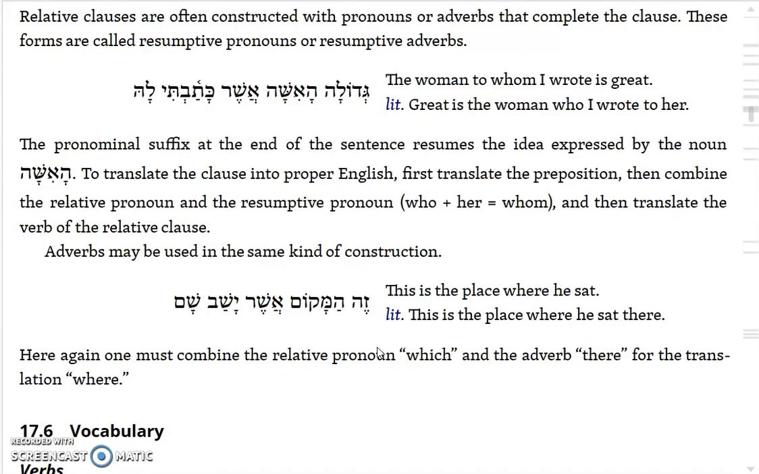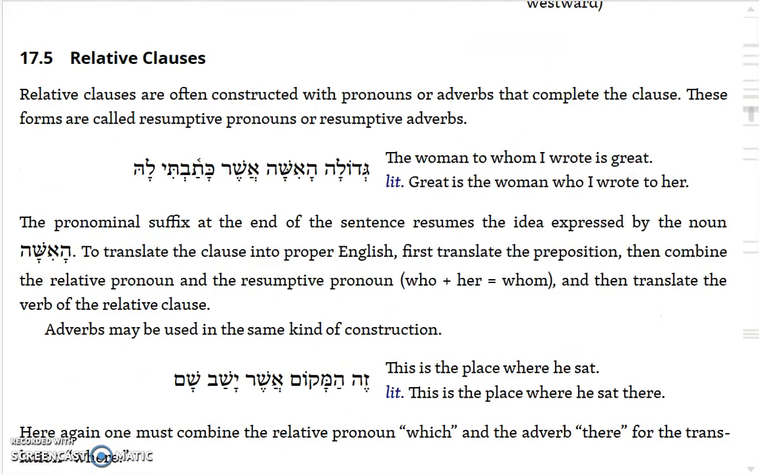So let me move on to relative clauses. The first thing that Ross points out is that relative clauses often have a pleonastic pronoun or an extra pronoun that sounds a little redundant to our ears, but nonetheless they often occur. So here you have gedolah ha'isha asher katavti lah. The woman is great whom I wrote to her.